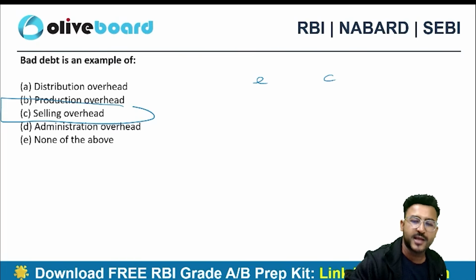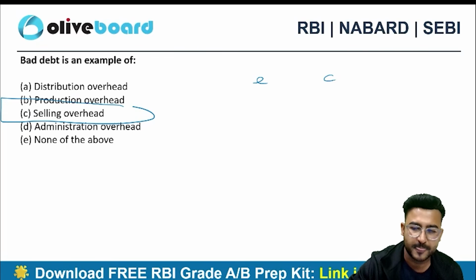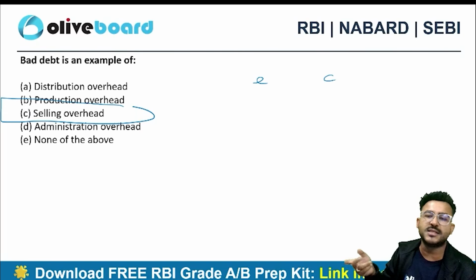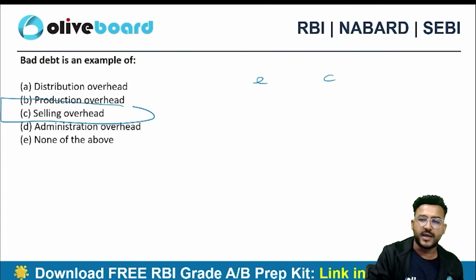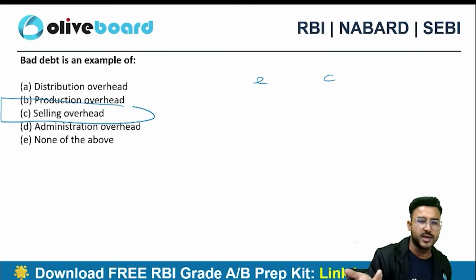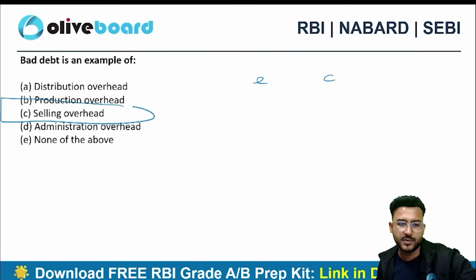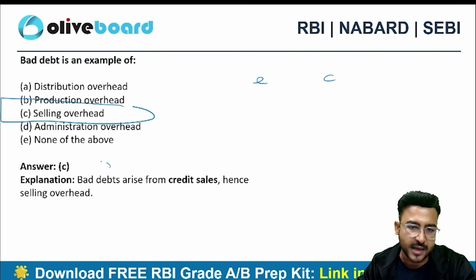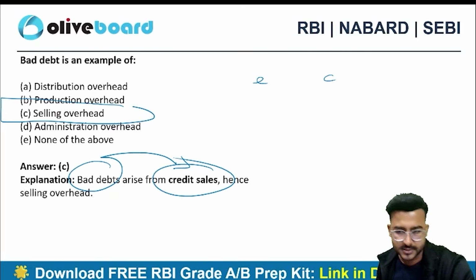सर आपने तो बताया था डेटर तो फाइनेंशियल अकाउंट्स का आइटम है, कॉस्ट अकाउंट्स का आइटम ही नहीं है. वो प्रोविजन फॉर डेटर्स था. When we talk about provision for debtors, we create provisions in financial accounting. But when we talk about bad debts, which is actually a loss, it can be related with the selling overheads. Why? Because bad debts are ultimately associated with the credit sales.